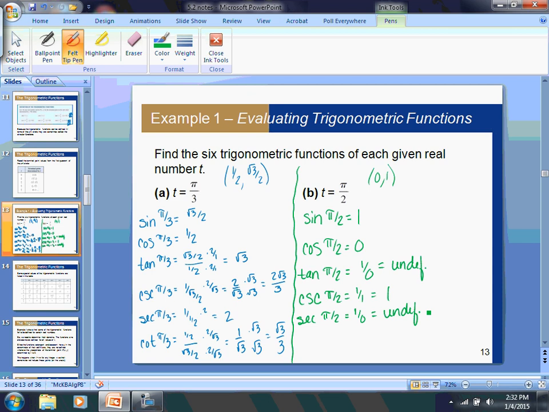So it's okay if sometimes you get an undefined value. Not all trig functions on the unit circle have a value. And then we have our cotangent, which is going to be cosine over sine. So that's 0 over 1. So that's just 0. Okay. So here we see that sometimes we can get nice simple values like 1, or we can get the value of 0 for an answer. So don't be afraid if you get 0 for an answer. It's not wrong. Or we can have something that's undefined. So again, don't be afraid. Don't feel like you did the problem wrong if you get undefined.